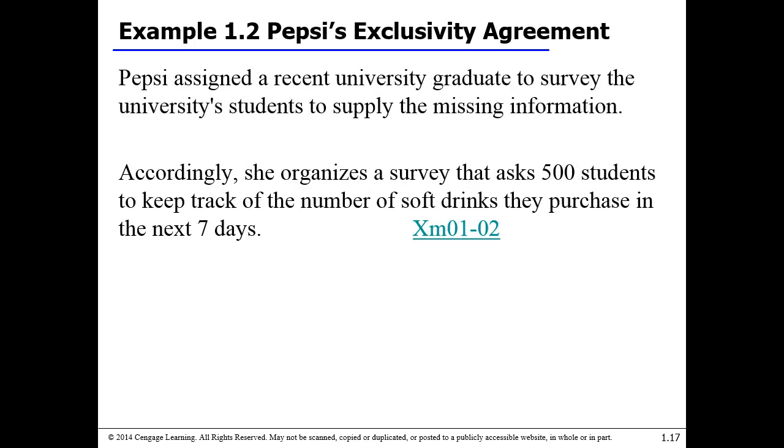Now, the other branch of statistics that we're going to talk about more in STAT 302 is called inferential statistics.